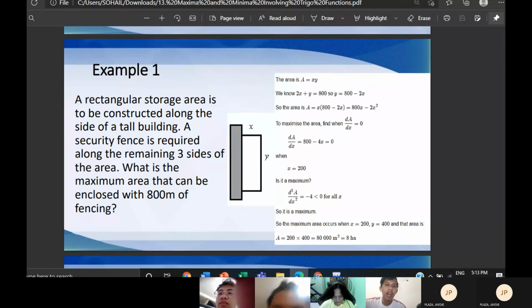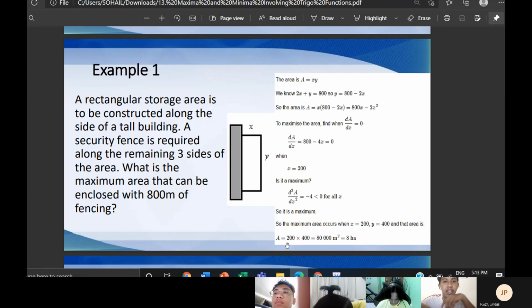So, the maximum area occurs when x is equal to 200 and y is equal to 400. Ngayon, kaya nakuha yung 400, yung y is equal to 400, yung x, di ba nakuha na natin 200. So, substitute natin dun sa equation na y is equal to 800 minus 2x. So, 2 times 200 is equal to 400. So, 800 minus 400 is equal to 400.